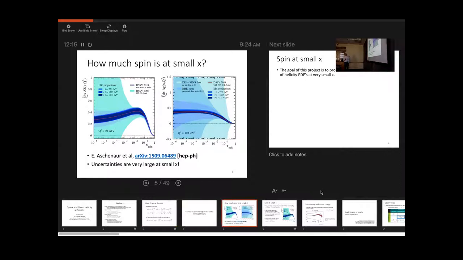Okay, so that was delta sigma. With delta g, you can see the story is even worse. The error bars get broader sooner as we go to smaller values of x. And of course, these plots are a motivation for the EIC construction, one of the motivations for the EIC to be able to narrow down all these error bands and actually try to nail down the spin sum rule.